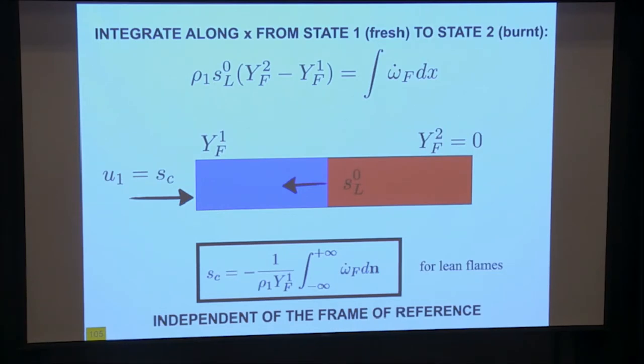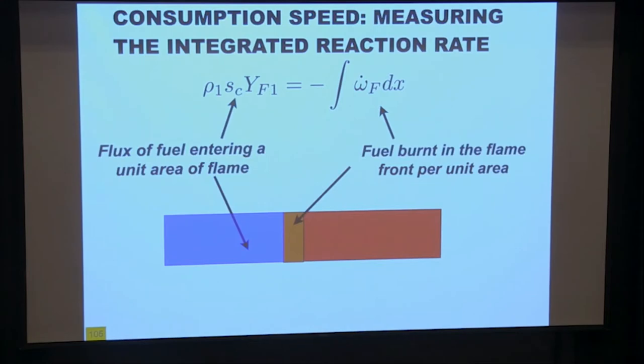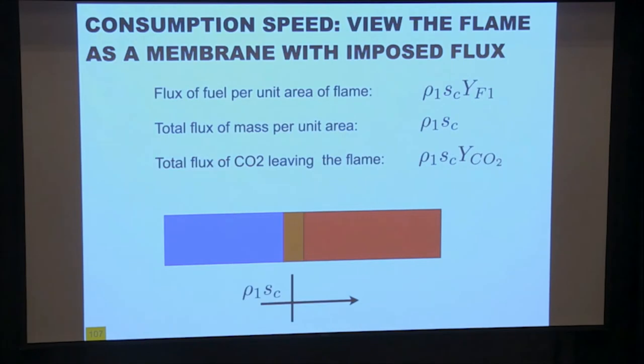And you will see that it makes things much, much more convenient because it measures the integrated reaction rate. And again, there is a physical interpretation which is quite nice with the consumption speed. It's a way to measure the reaction rate. You see that the flux here of fuel is exactly what's burning inside the flame front. And it's a good way to imagine the flame speed. And again, it looks easy, but in 2 minutes, you're going to say, oh, that's not so easy.